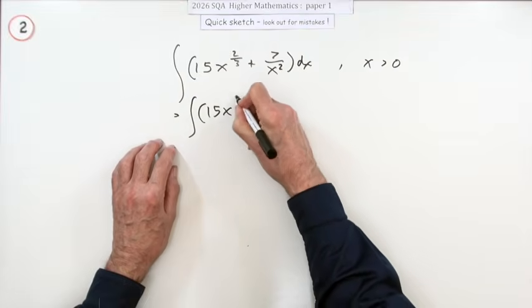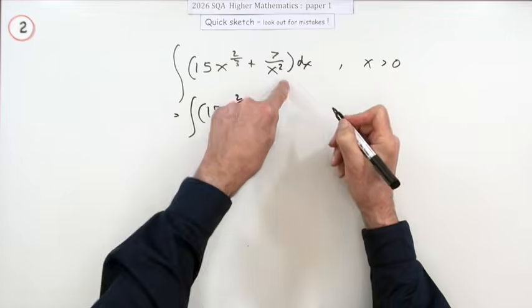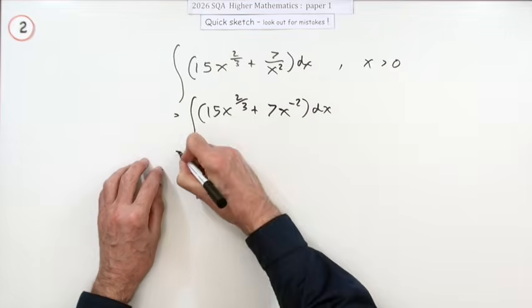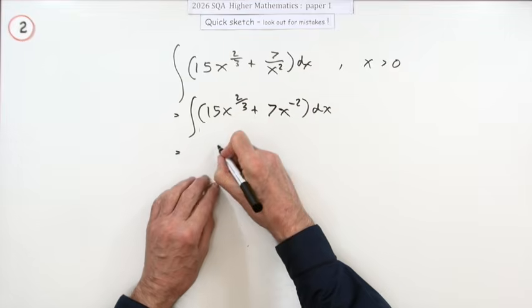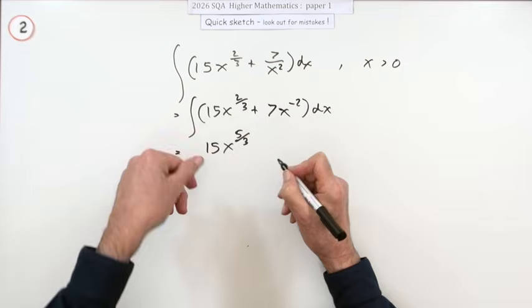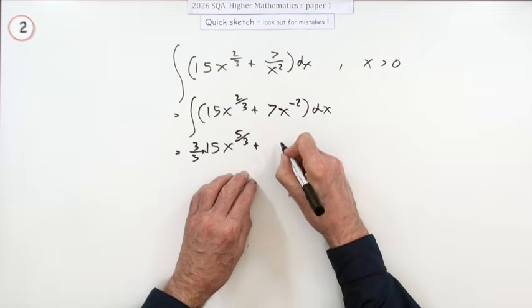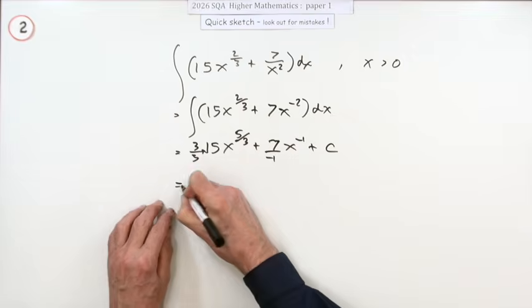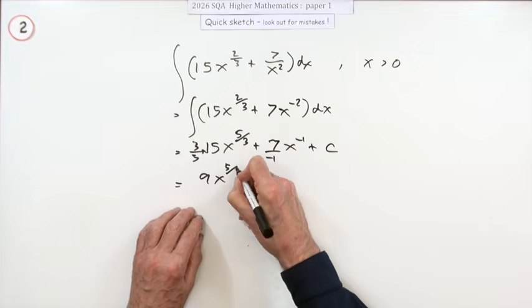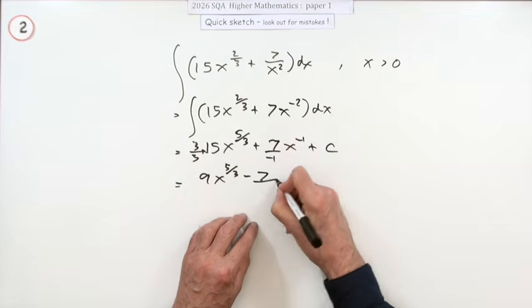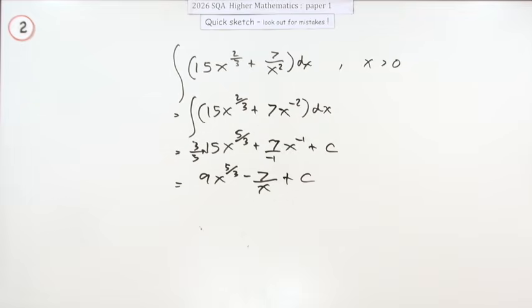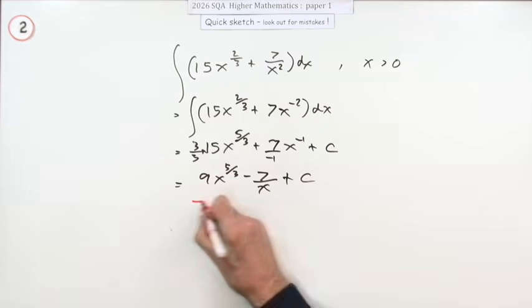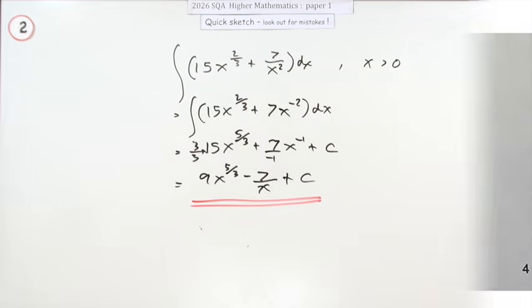Right, so index form, get them into a suitable form, that was fine, put that up on top, power -2, then just add 1 to the power, that means adding 3 on though. So it goes up to 5 upon 3, divide by that 5 upon 3, up to -1, divide by the -1, don't forget the plus c. So that simplifies to 9, and that's -7, either over x or leave it as x to the -1. So that's a fairly standard one, that wasn't too tricky either.